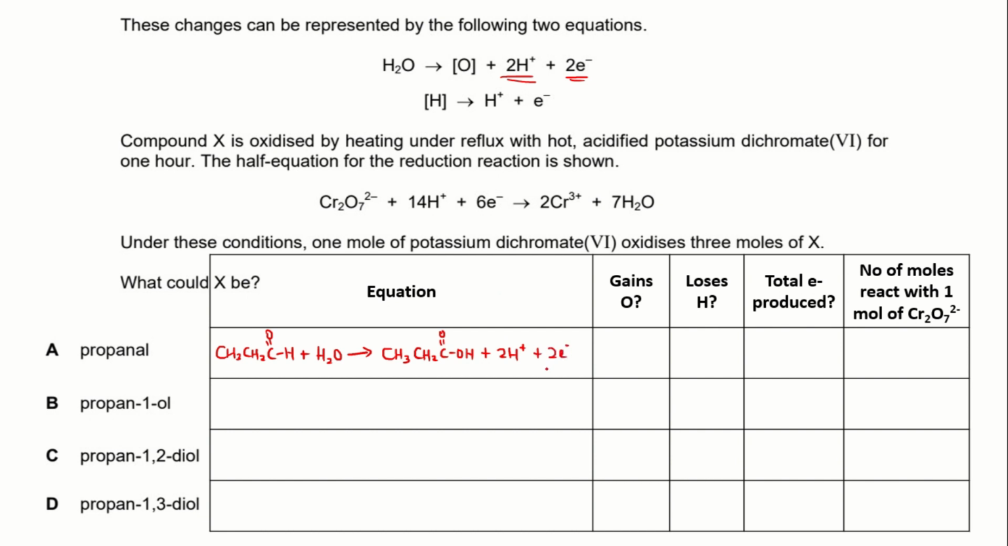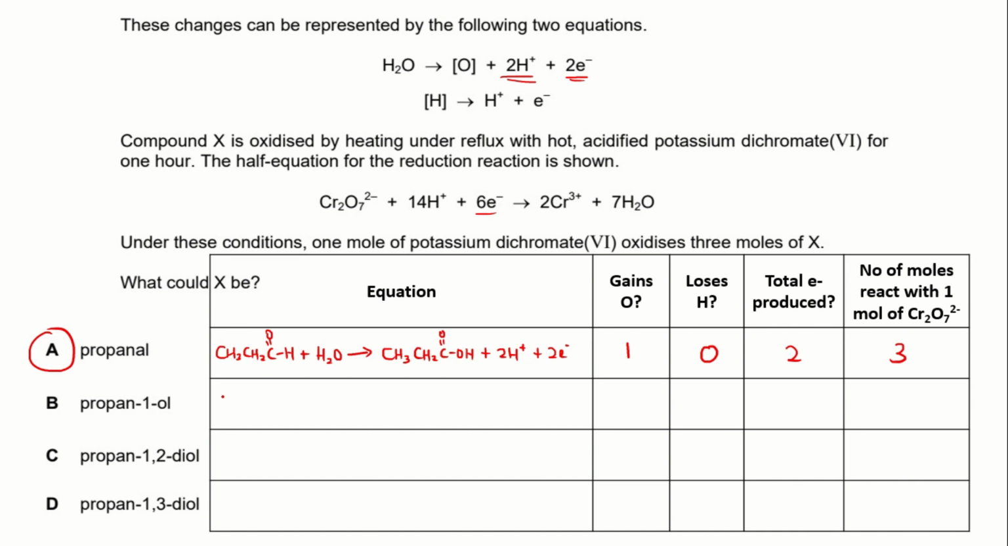So in the oxidation of 1 mole of propanol, 1 mole of oxygen is gained. From the propanol molecule, no hydrogen atom is lost. So the total number of moles of electrons produced will be 2 moles. So how many moles of propanol will react with 1 mole of potassium dichromate? 3 moles, because 1 mole of propanol will produce 2 moles of electrons, and 1 mole of potassium dichromate requires 6 moles of electrons to be reduced. So the answer to this question is A, but let's look at why B, C, and D are not the answers.